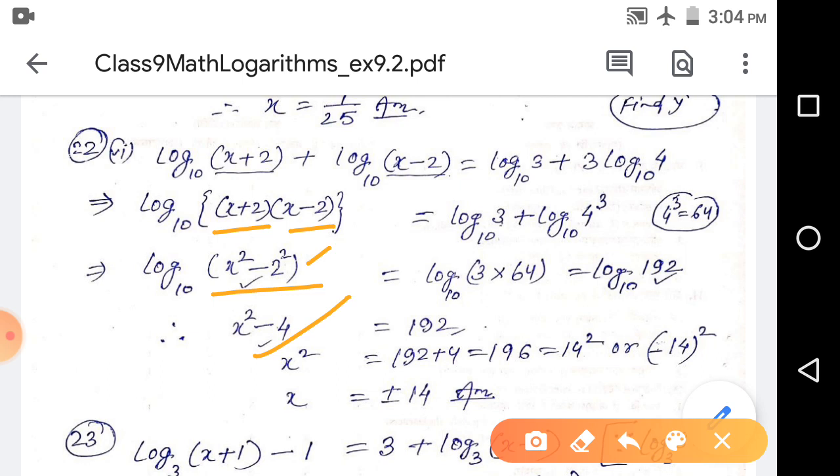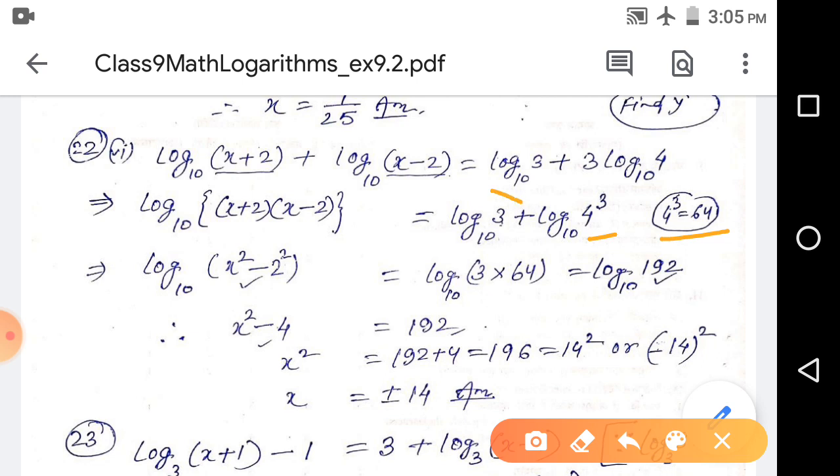Now see what we have in the RHS. In the RHS we have log 10 3 and 3 log 10 4. Here we can use the reverse of the power law. Since 3 is given here as a multiple, it can be taken as the power of 4. So this one will be log base 10 of 4 to the power 3, and 4 to the power 3 is 64.